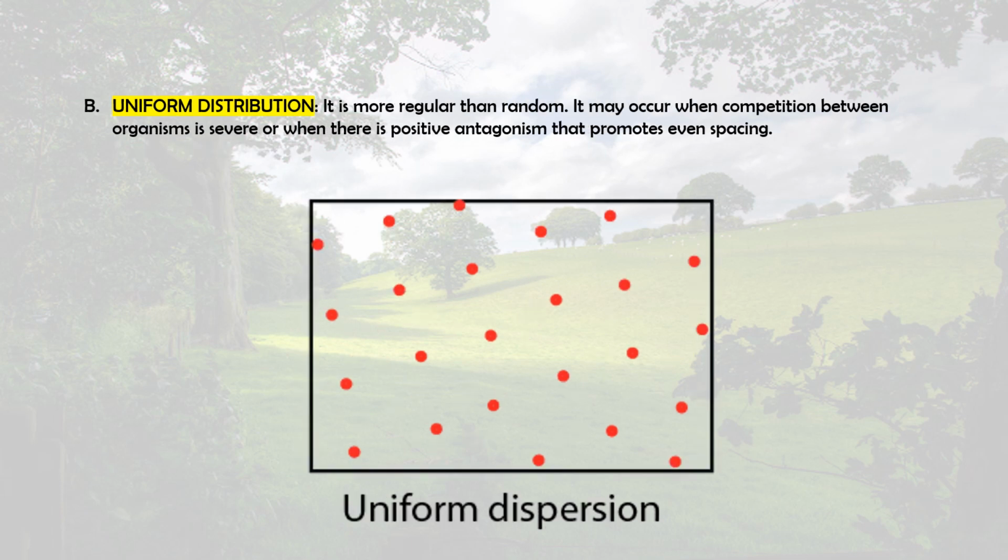And the uniform distribution is more regular than random, and it may occur when competition between organisms is severe or when there is positive antagonism that promotes even spacing. In this uniform dispersion, there will be a high level of competition which will influence them to separate from each other in a uniform space.